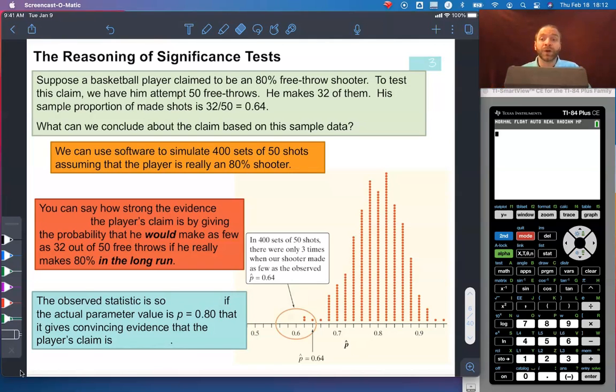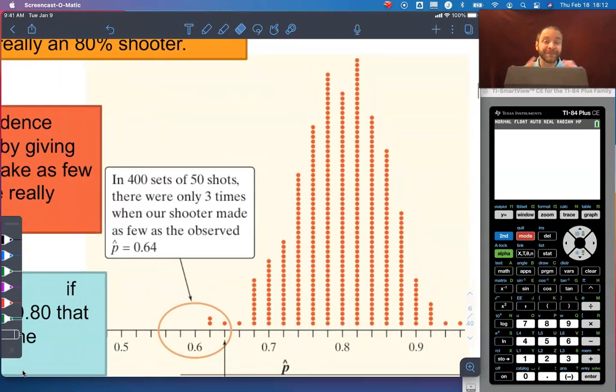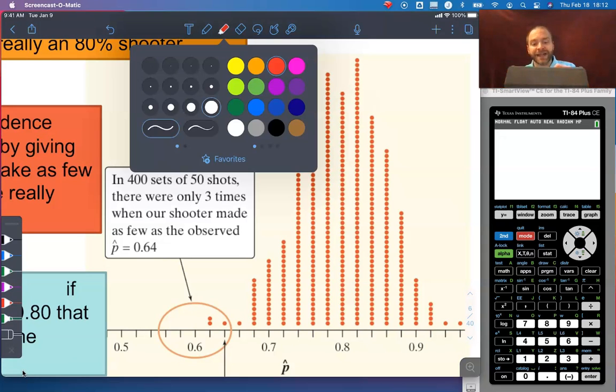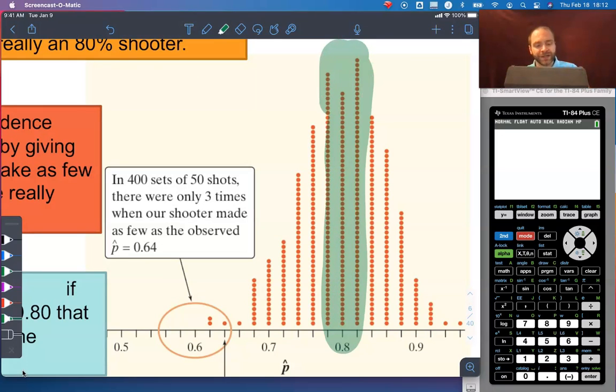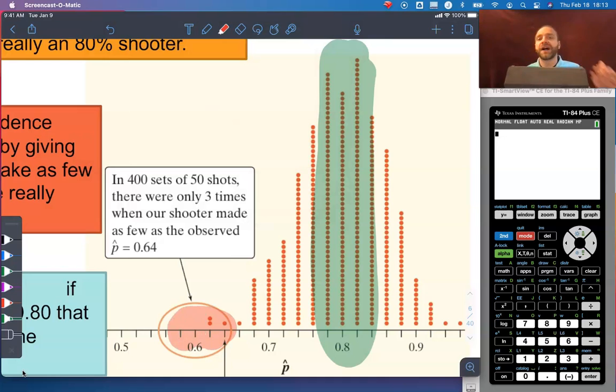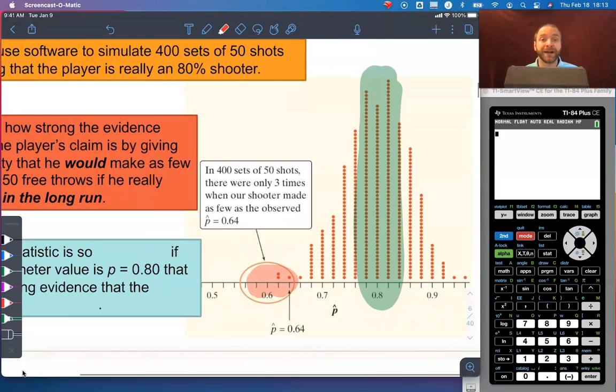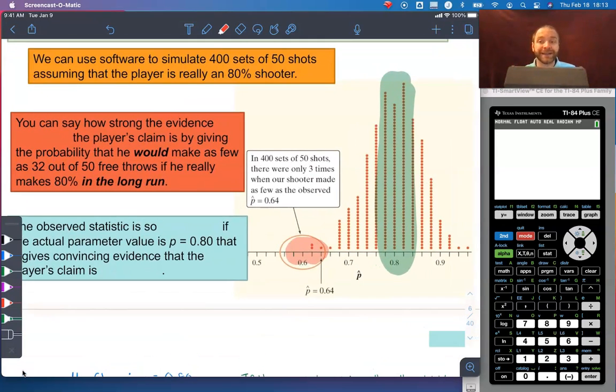To help us with this, we're going to use the simulation below that dot plot, which represents 400 sets of 50 free throws, assuming he really is an 80% free throw shooter. So take a look at this. Each one of these dots is a p-hat of 50 shots. He says that he is an 80% free throw accurate shooter, so he should be around this area. However, what we observed is way out here at 0.64. And if I'm shocked by 0.64, I'm also going to be shocked by the 2 0.62s there. So I observed something way, way, way off in the tail.